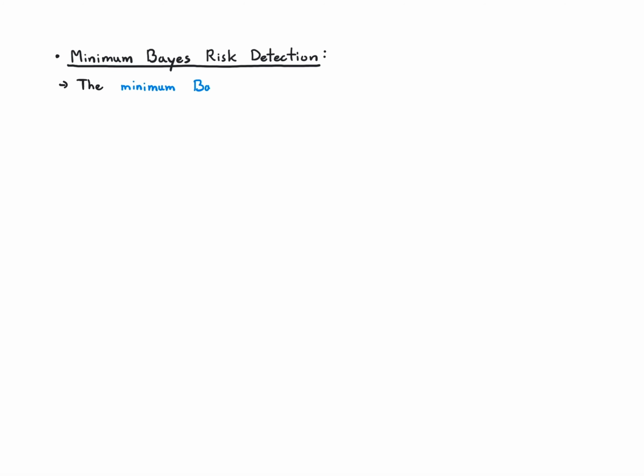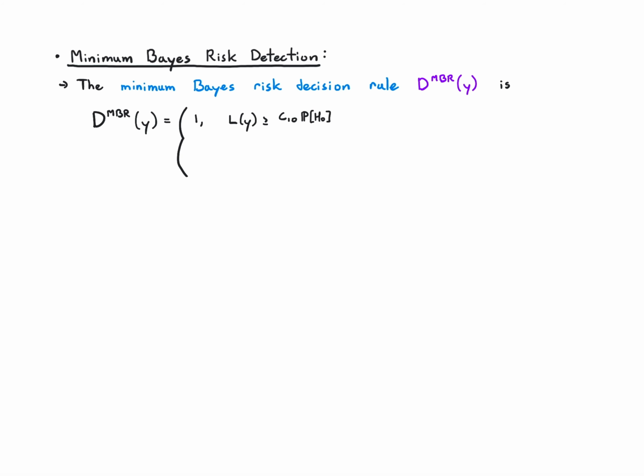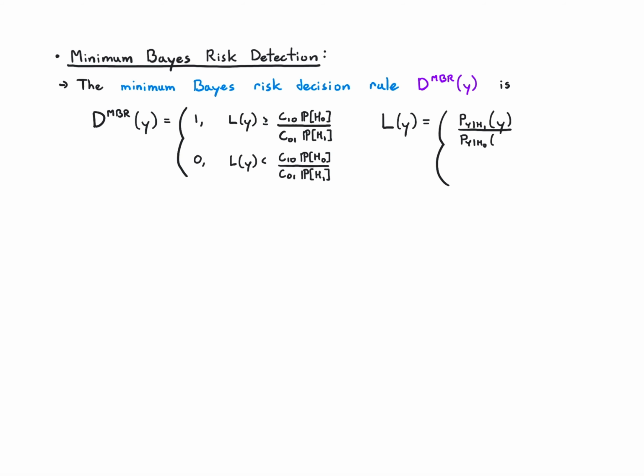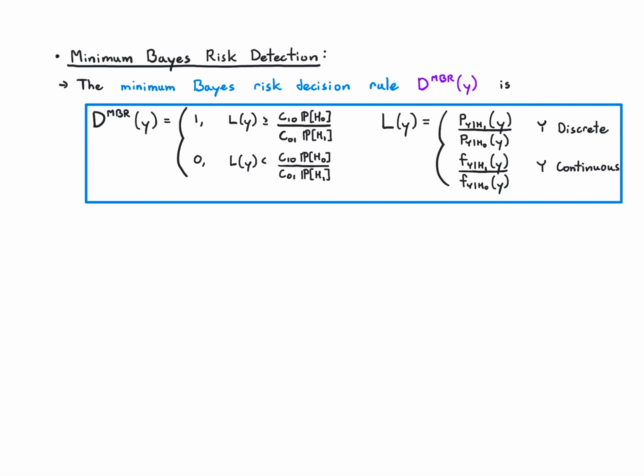Okay, so how do I do this optimally? Well, it turns out the minimum Bayes risk decision rule is the way to do that. All it's going to do is pick a particular threshold for the likelihood ratio. So I'm going to pick the threshold C10 P of H0 over C01 P of H1. When the likelihood ratio is larger than or equal to that value, I'll decide 1. And when it's less than that value, I'm going to decide 0. Remember the likelihood ratio, we saw that in the previous video: it's the probability of y given H1 over the probability of y given H0 in the discrete case. And in the continuous case, it's the same thing, but with conditional densities. All right, so just to remind you of that.